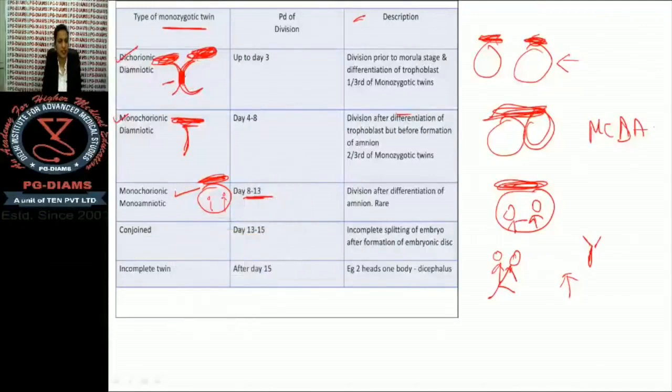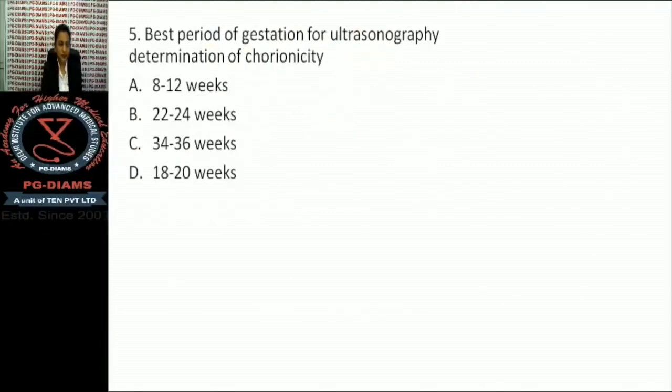If you see, this is the lambda sign. There's a gap between the two placentas, and in monochorionic diamniotic twins you have this sign called T sign. This is seen best earlier in pregnancy. When the fetus grows, this will be obliterated, and the membrane will be further thinned, and it will be difficult to differentiate between dichorionic and monochorionic pregnancies. So the best time to determine chorionicity, in this question, is definitely 8 to 12 weeks. Yeah, the answer here is 8 to 12 weeks.